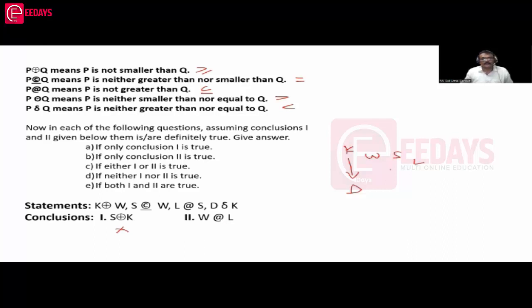W is less than or equal to L. Is it valid? This is also not valid. Why? Because W is greater than or equal to L. So what is the answer? Neither one nor two follows.